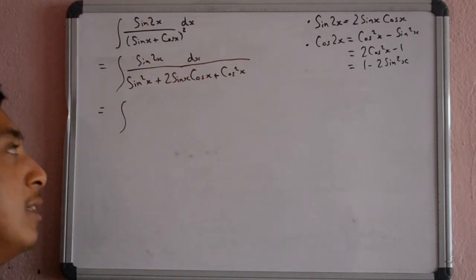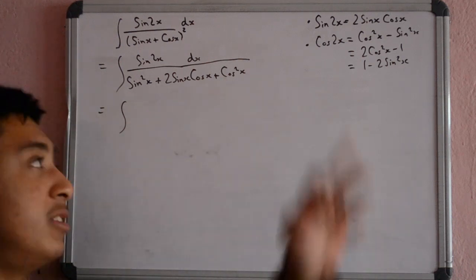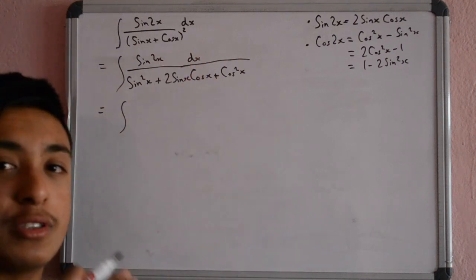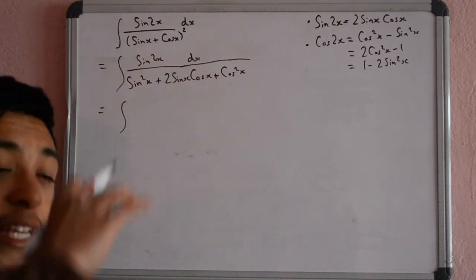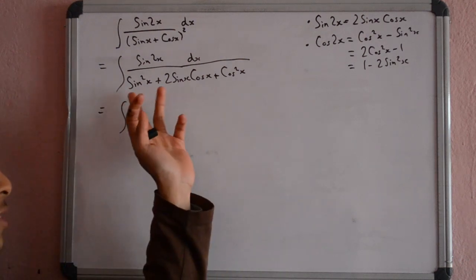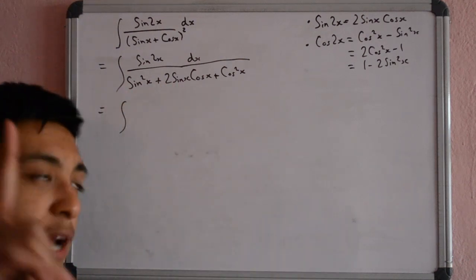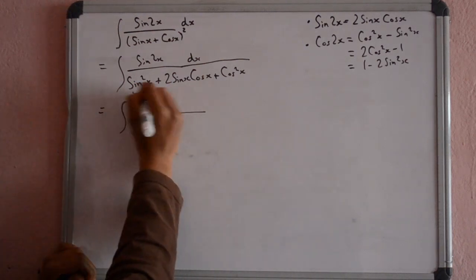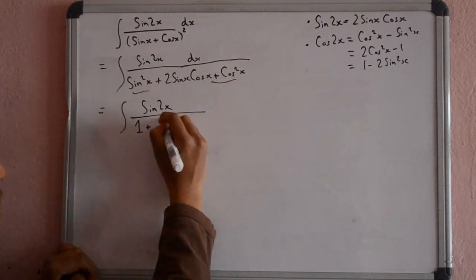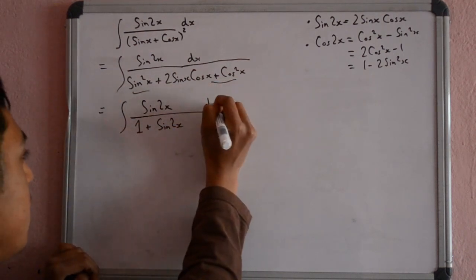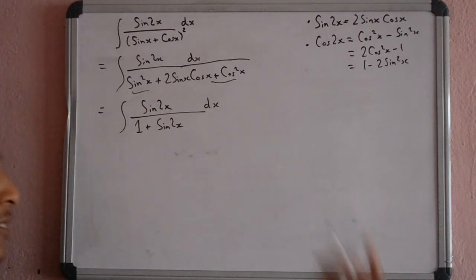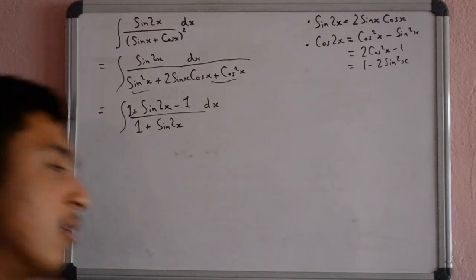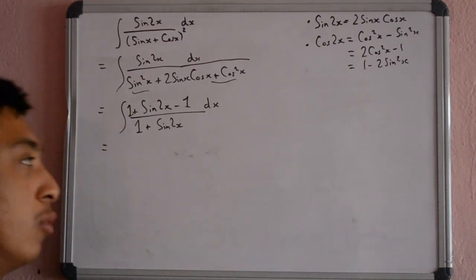Now, you can see we have 2 sine x cos x, which is just our sine 2x. But another interesting thing about sine x plus cos x whole square is we'll have sine square x plus cos square x, which is just 1. So that means on the top we have sine 2x, and on the bottom we have 1 plus sine 2x. And to solve these types of integrals, just add the constant and subtract the constant. Do not change the integral, of course.